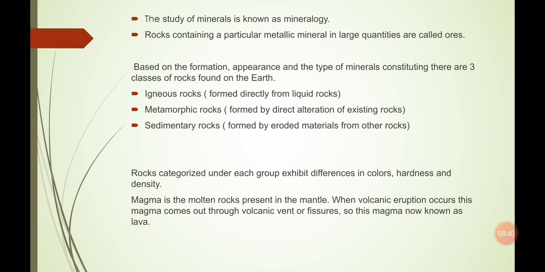But when a volcanic eruption occurs, this magma comes out through a volcanic vent or fissure. You have already read in class 6 about volcanoes and volcanic eruptions. With the help of the volcanic vent, the magma comes out from the mantle to the earth's surface. When it is inside the earth, it is known as magma, but when it comes outside the surface of the earth, it becomes lava. So these are the two things that you have to understand before moving to the next topics. Clear to all?